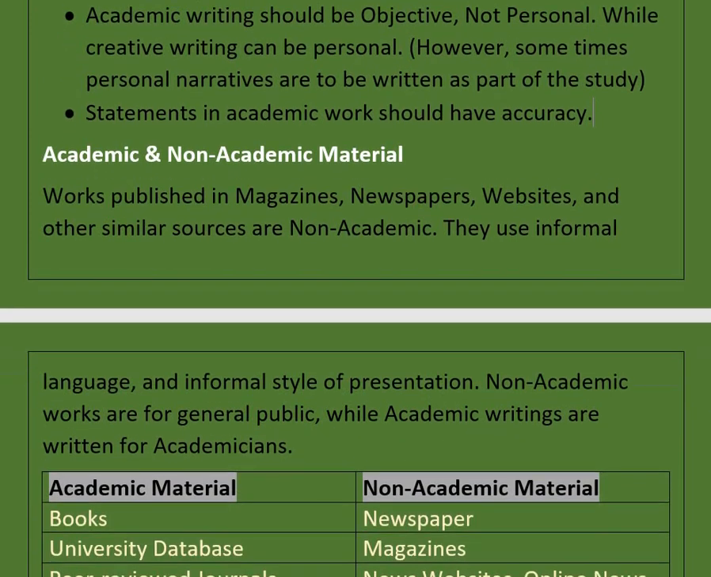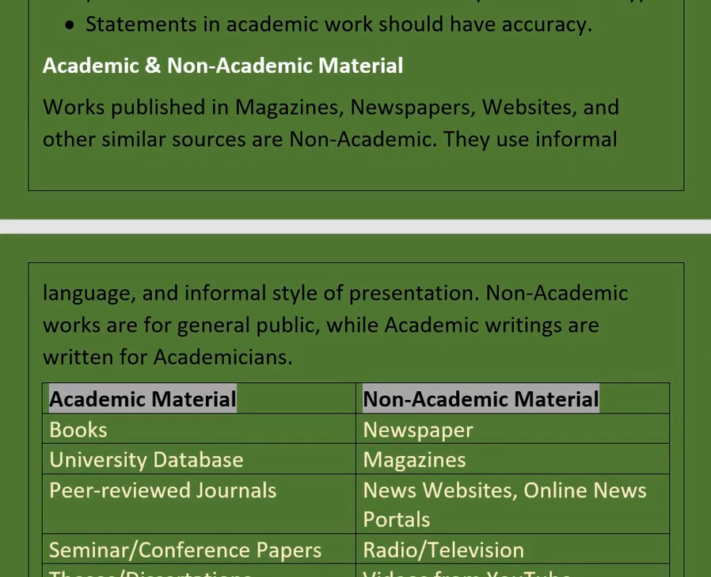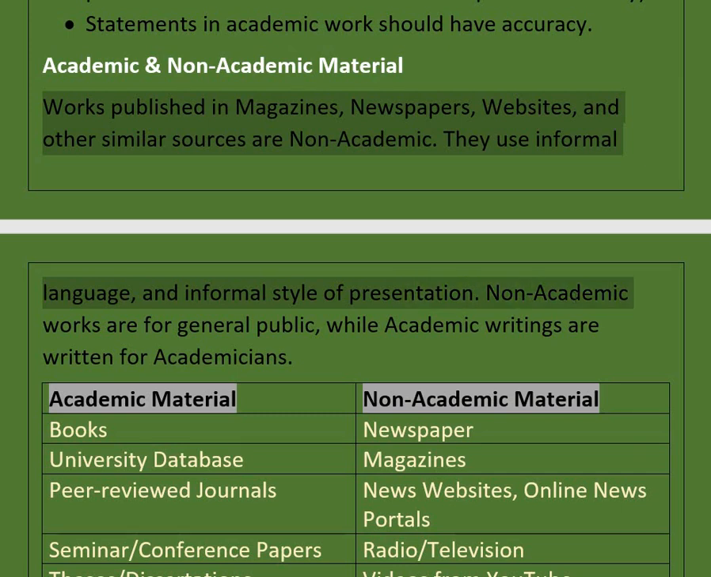Then academic material and non-academic material. What are academic material and non-academic material? Works published in magazines, newspapers, websites, and other similar sources are non-academic. They use informal language, not formal language, and an informal style of presentation. Non-academic works are for the general public, while academic writings are written for academicians. So these are some differences between academic and non-academic material.